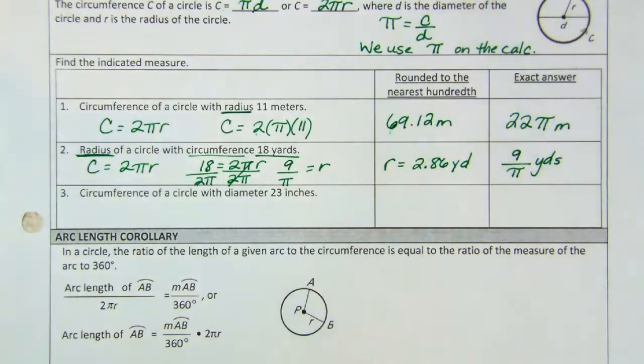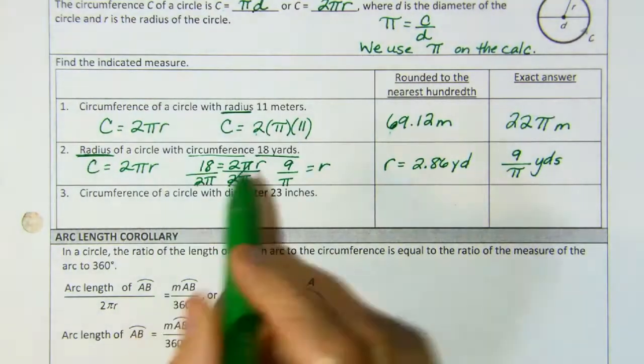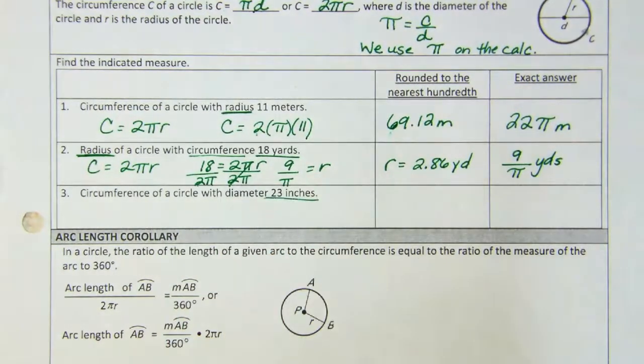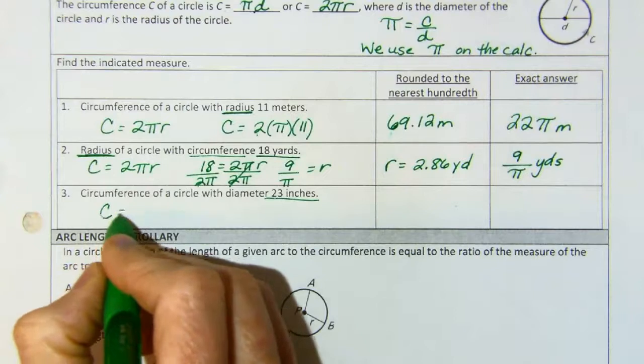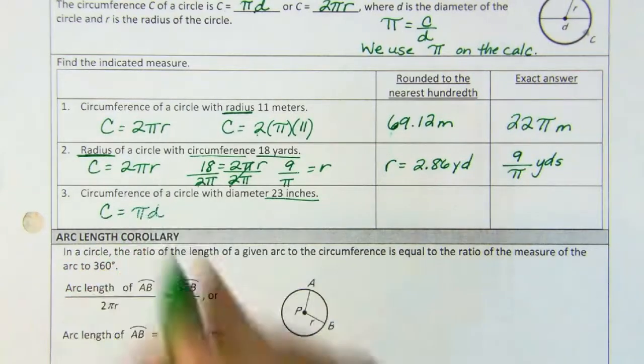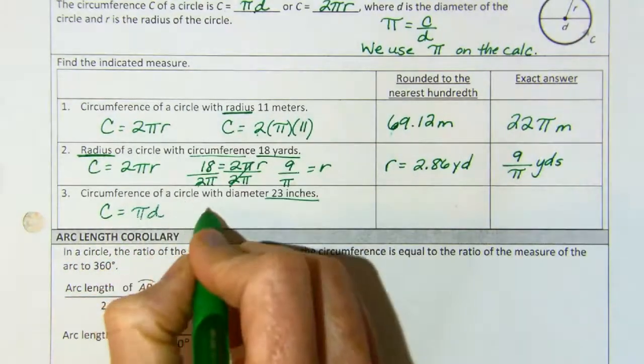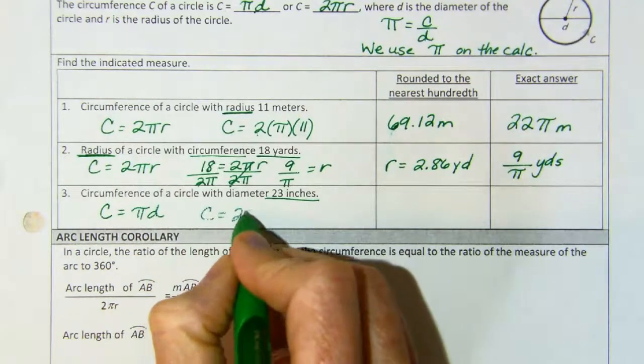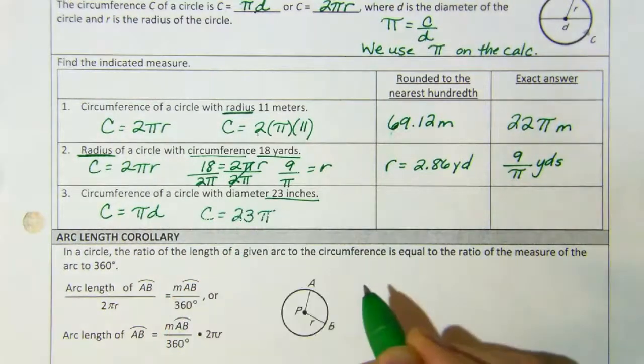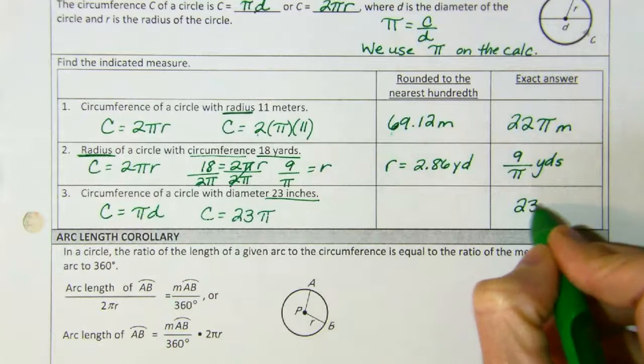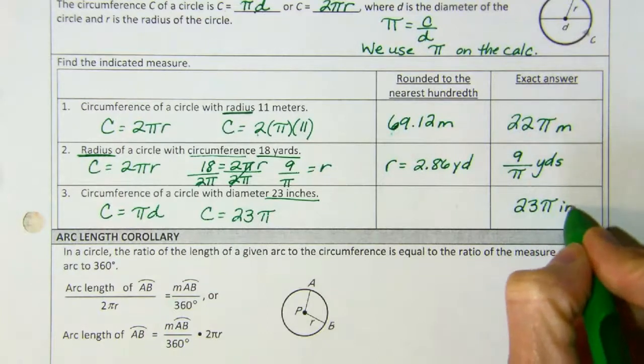Okay, and going to number 3, find the circumference of the circle with a diameter of 23. So since it switched to diameter, we're going to do pi d. And then we're going to say circumference equals 23 pi. That's going to be our exact answer. So that's going to be in inches.